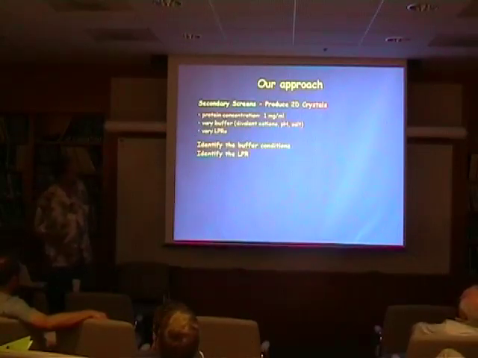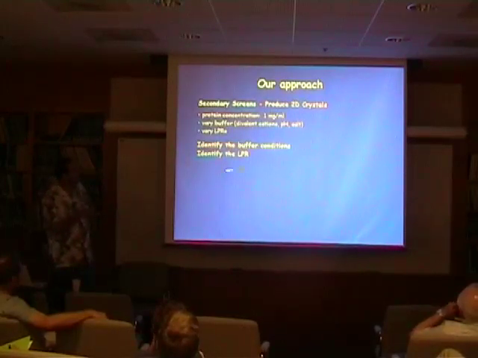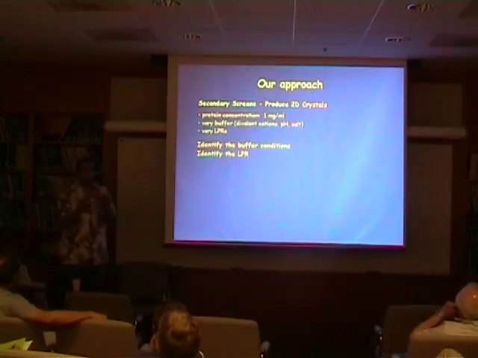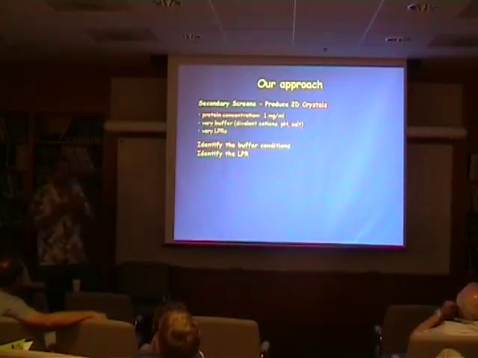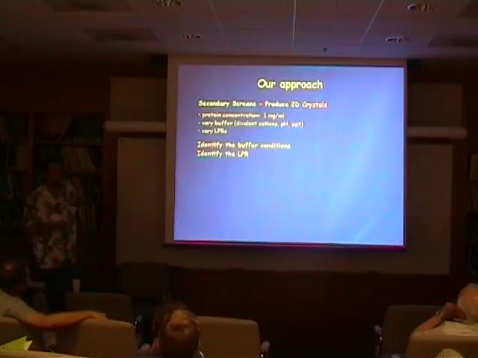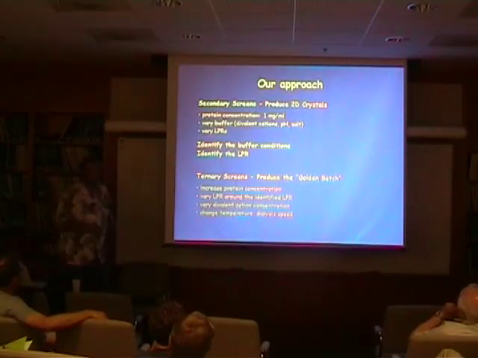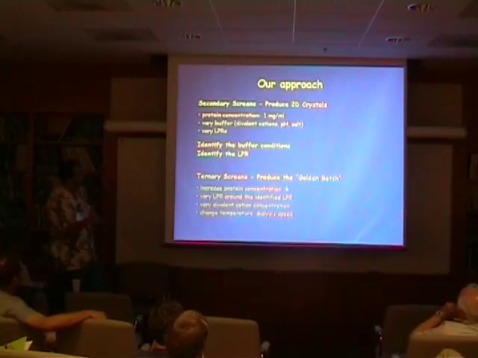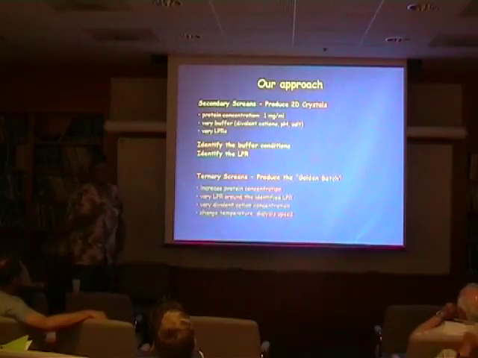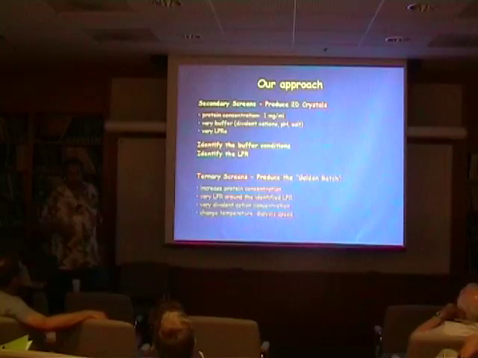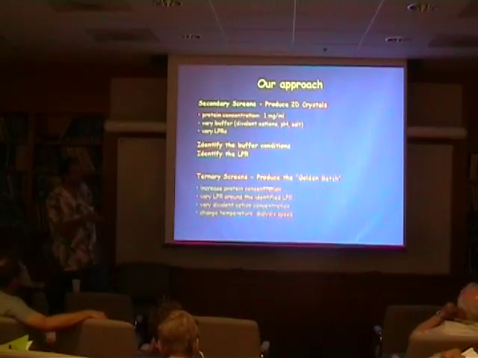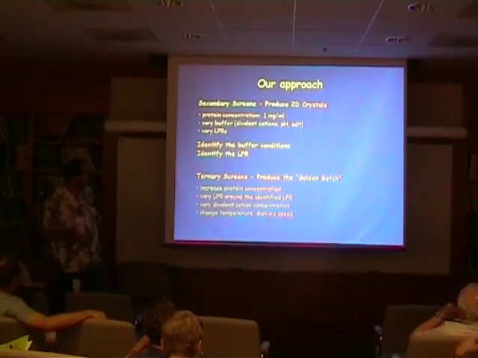So what we try to do with the secondary screens is really to identify the buffer conditions and the LPR. So basically we now want to optimize the protein-protein interactions. And now that we have produced our first 2D crystals, what we do is try to find the golden batch, the one batch that you need to get the structure. In this case we often increase the protein concentration, because when you increase the protein concentration you get bigger crystals, but you don't want to do this all the time because it's more protein consuming.